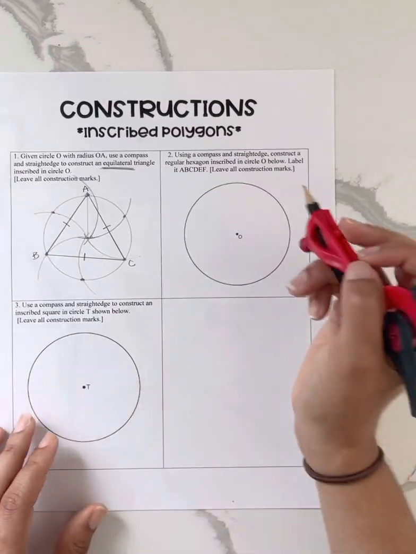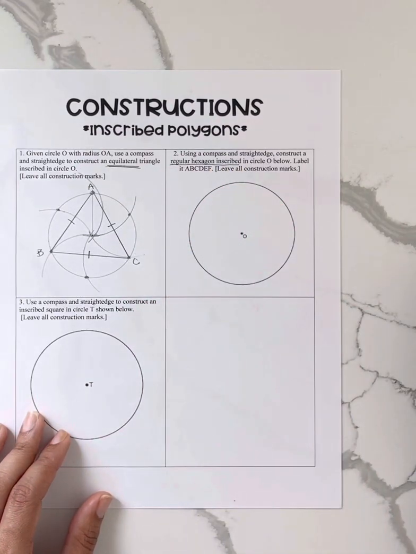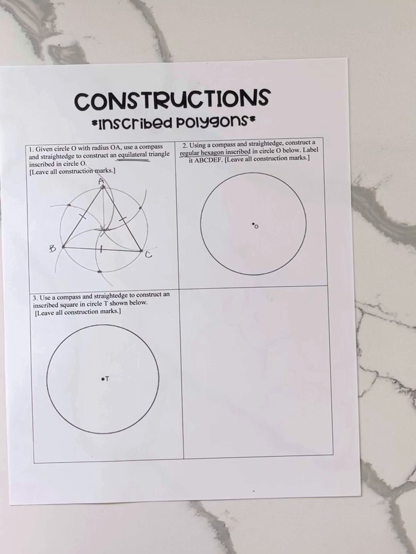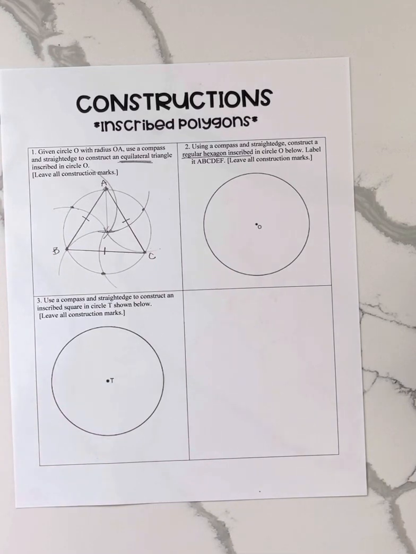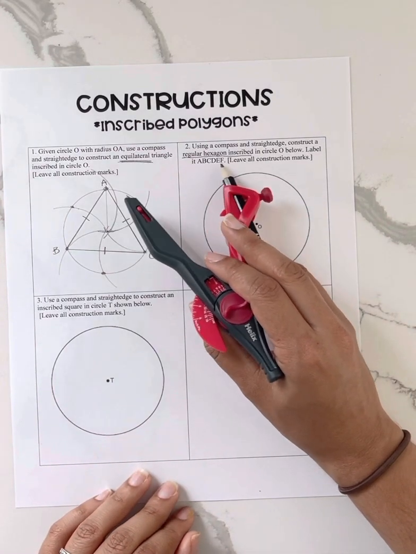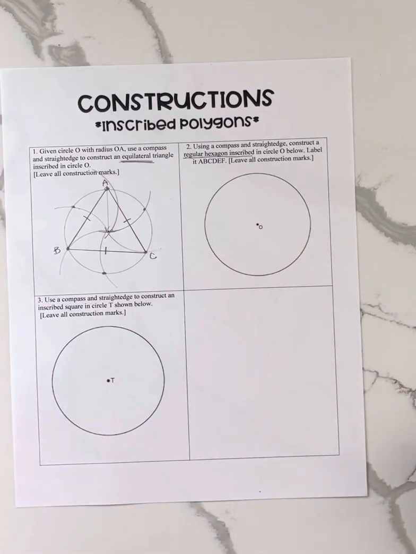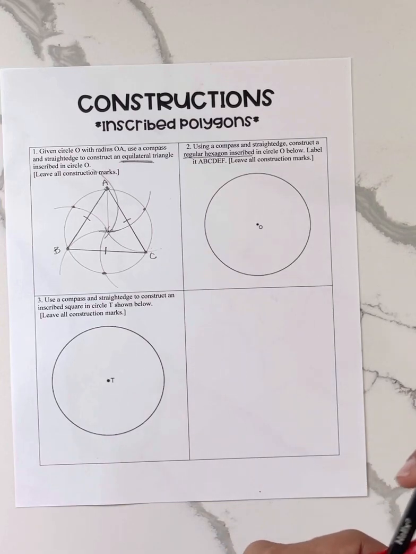I have another construction for us. This time I want us to construct a regular hexagon inscribed in our circle. Regular just means all the same sides and all the same angle measures. That's why it was called an equilateral triangle before. Now we're calling it a hexagon so that you know all the angles have to be the same. Once again, this question is asking us to label our hexagon with certain letters.